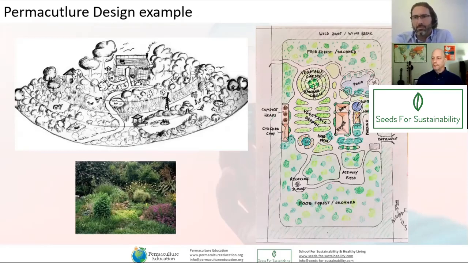And down at the bottom there, that's just an example of a diverse polyculture, another term you'll hear a lot. And that's basically lots of different diversity in the growing systems that you have. The more diversity you have, the healthier the systems are.